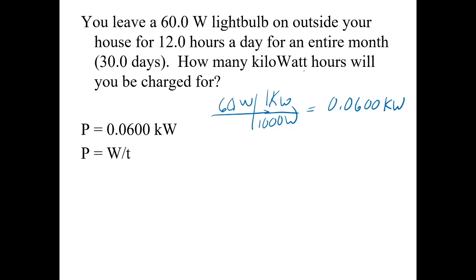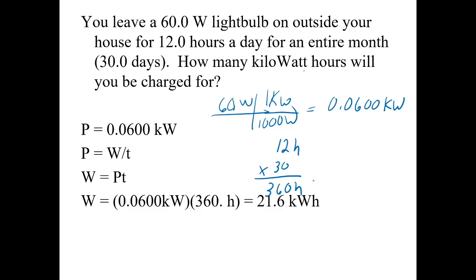Now, power is work over time, or energy over time. So energy is just power times time. Let's see how much time that would be. 12 hours a day times 30 days is 360 hours. All I did was substitute the power and the time, and we'll be charged for 21.6 kilowatt hours. That works out usually to a few dollars, because it's about 10 cents per kilowatt hour.